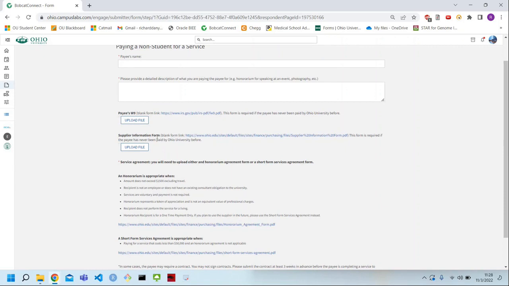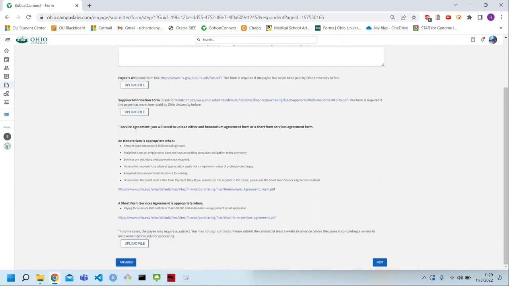Now it's possible that if you submitted this form before for the same payee, then you might not need to submit these forms again. So unless you know that a W-9 and a supplier information form has been submitted to us already, then you definitely need to include those. And then you also need to include some kind of service agreement.